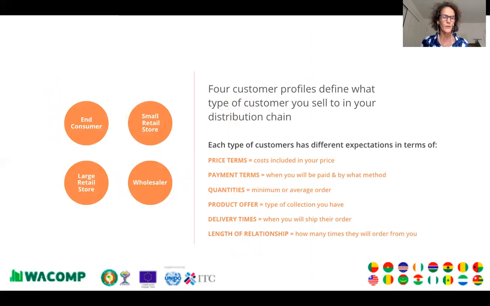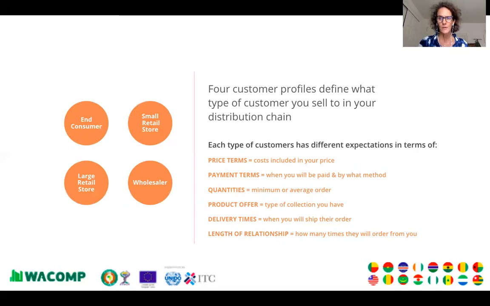So it's really important for you to understand the specific expectations of your customer. We talked about the universal expectation of all customers. Now let's talk about the specific expectations for these 4 different types of customers: the end consumer, a small retail store, a large retail store, and a wholesale company. Each of these customer profiles has a different way of doing business and making purchases.